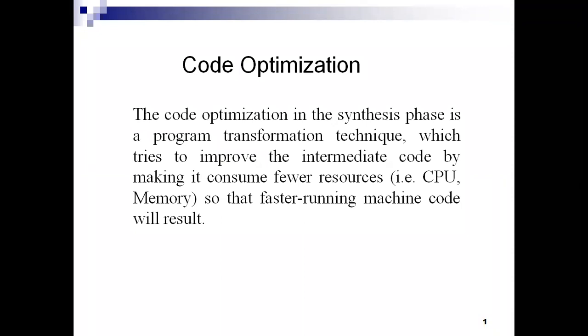So what is the definition of code optimization? In a simple sentence, optimizing the code means improving the efficiency of the code just by minimizing the lines of the code. That's code optimization. Code optimization is required to produce an efficient target code. And there are mainly two issues here.